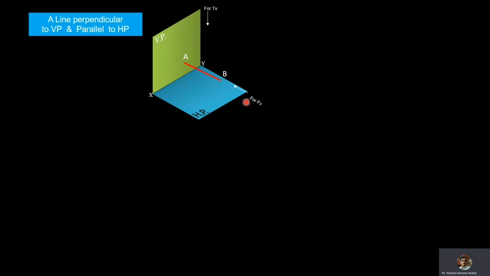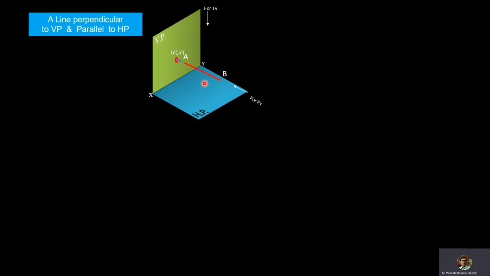Now we'll draw projections. First, we'll draw the front view. Both points A and B coincide with each other as the line is perpendicular to the observer. The projector is going to meet the vertical plane at this particular point. Say B dash and A dash. A dash is invisible, that's why it is kept under brackets. Next we'll draw the top view.